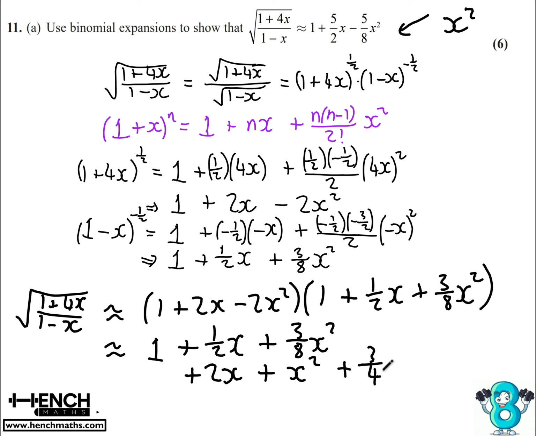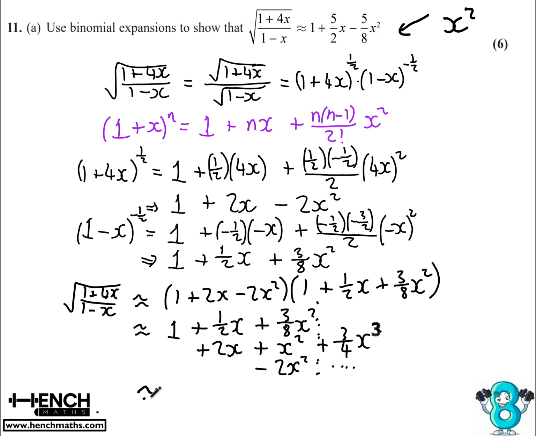But actually, I don't really need the x cubed term, so I'm not going to worry about going past this line any further. Now I'm going to do negative 2x squared times 1, which is going to be negative 2x squared. If I do the negative 2x squared times the rest of it, I'm just going to get things that are higher than the powers that are required. So let's simplify these rows.